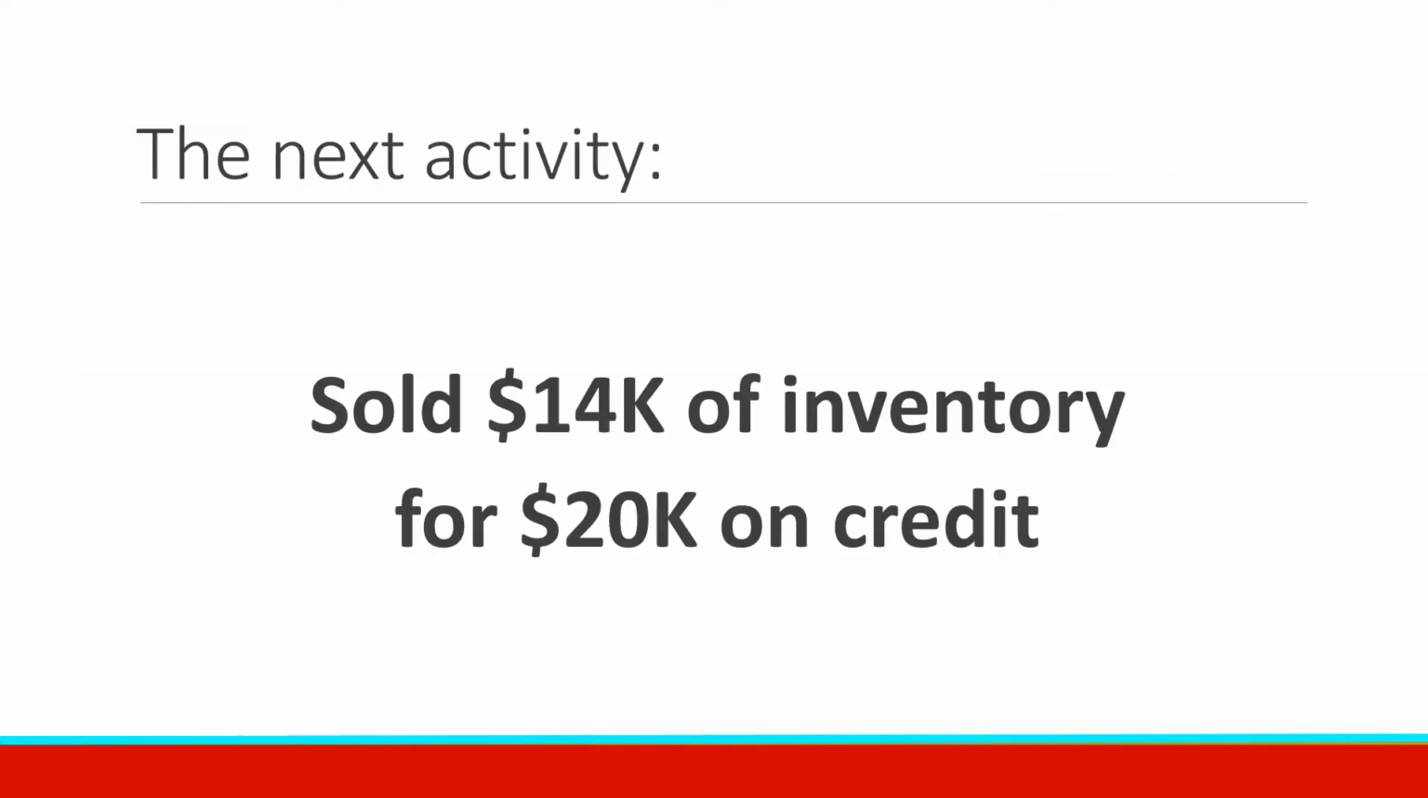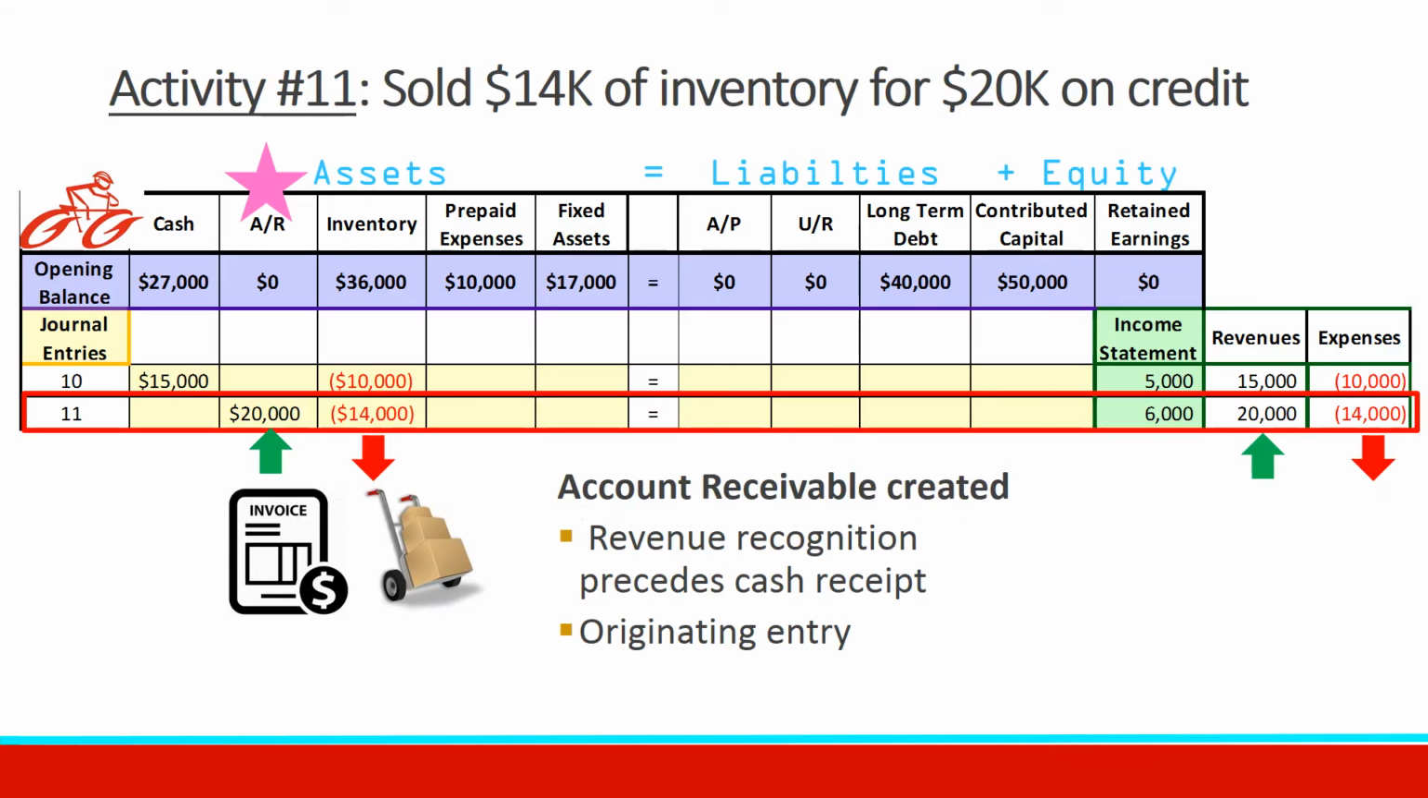And now for our next transaction. The firm is going to sell $14,000 worth of inventory for $20,000, but rather than receiving cash, they will do it on credit, meaning the customer will pay them at some point in the future. So we can see over at the right that $20,000 in revenue, which is what was earned, realized by the company, and we can see $14,000 in expense, which is matching the cost against the $20,000.